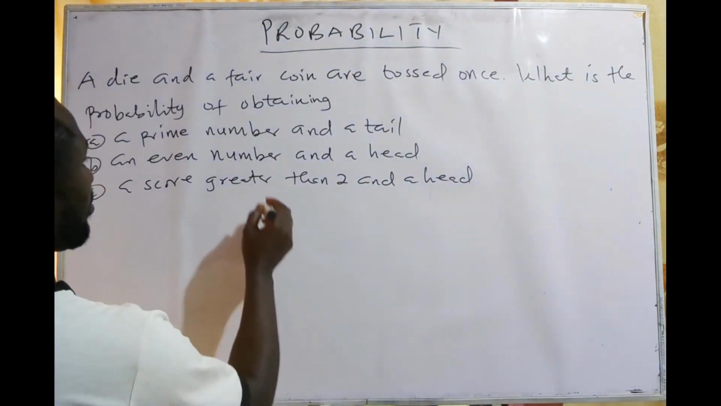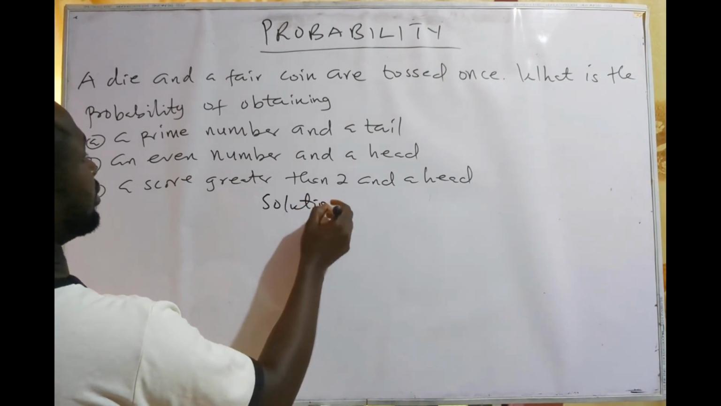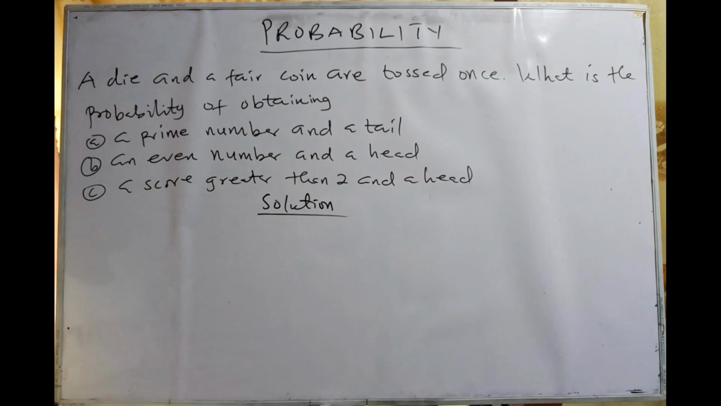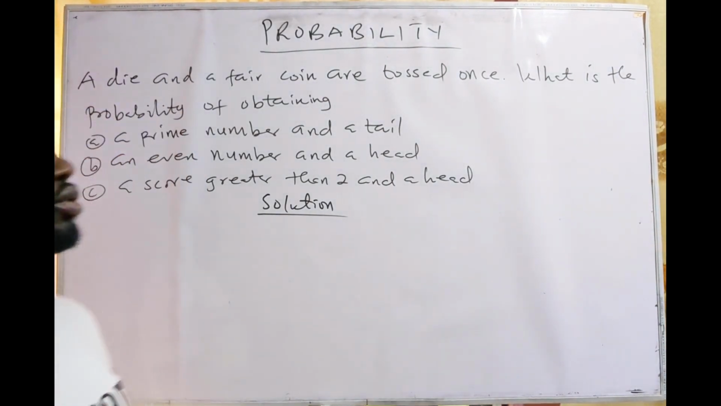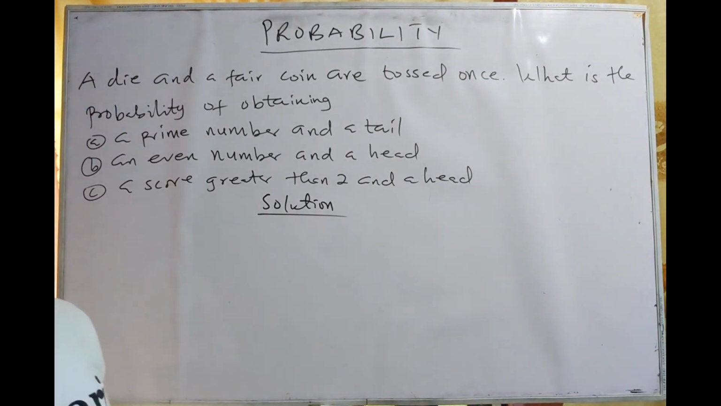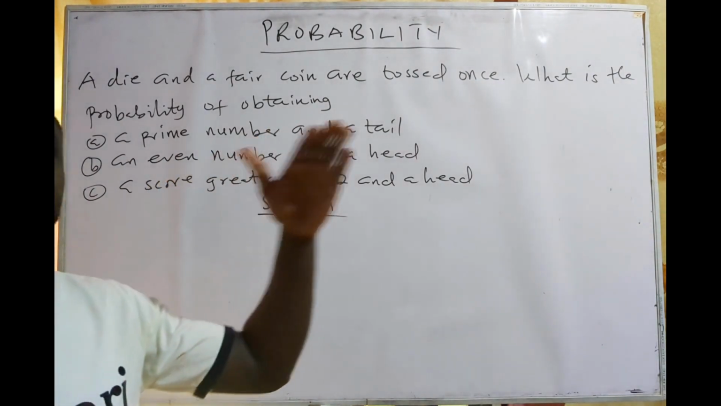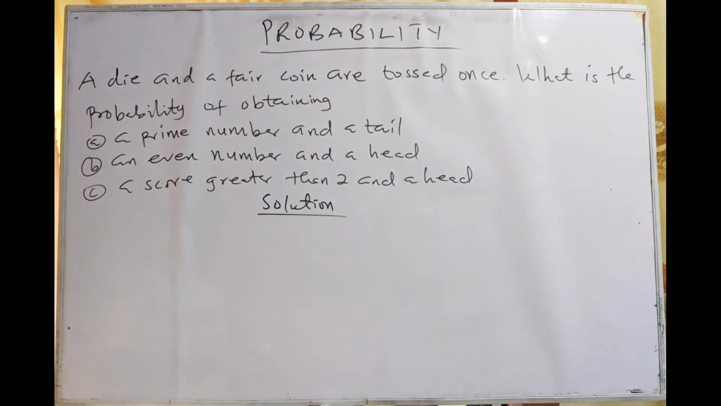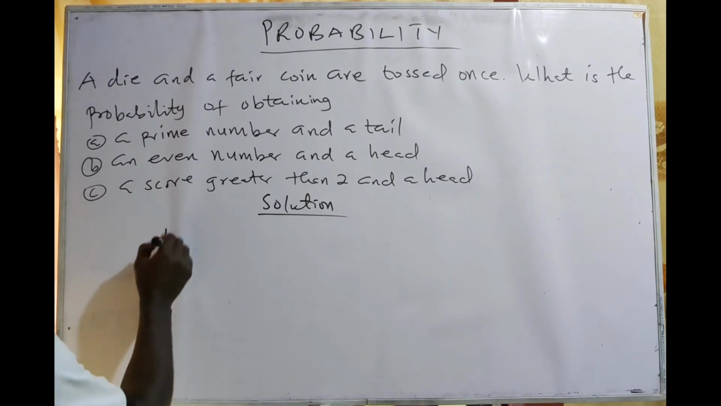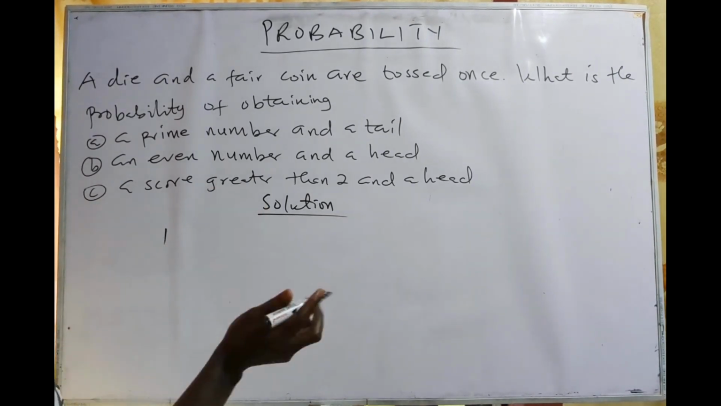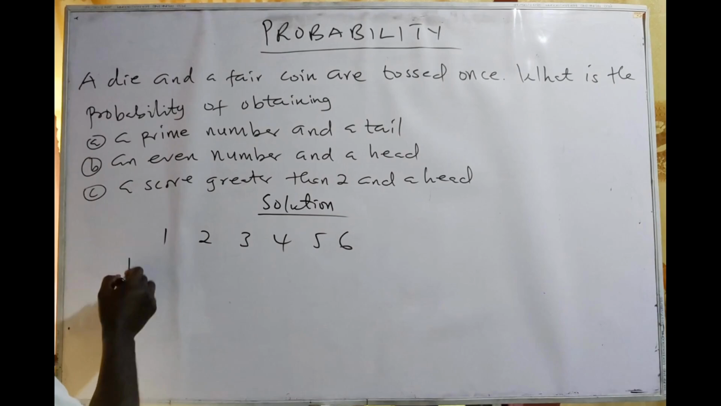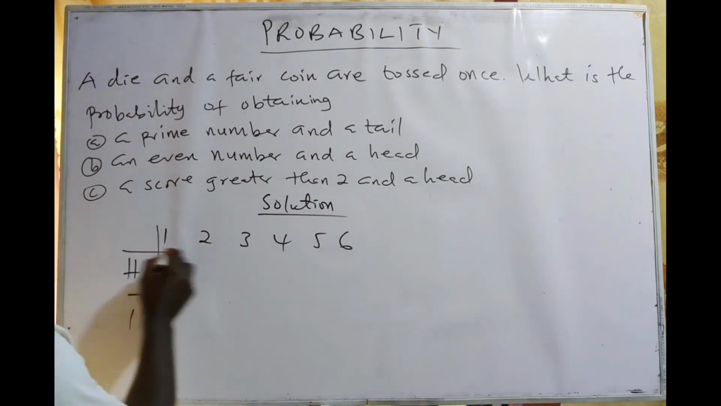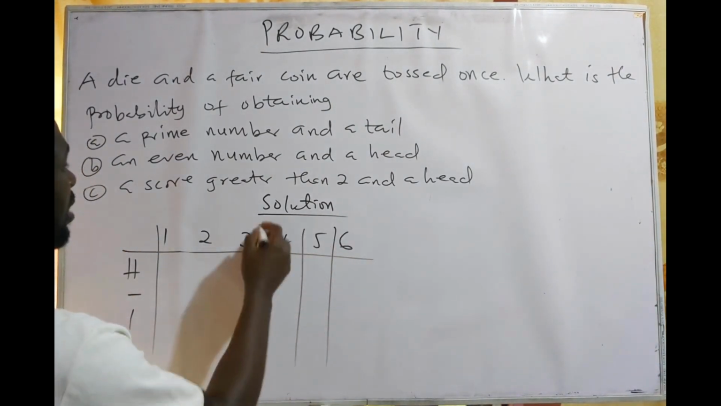Okay, so let's see how we are going to solve this question. We have a die and a queen being thrown or tossed together. For this we are going to use the table form. We will pair the die with the queen. If the die is thrown once, my possible outcomes can be 1, 2, 3, 4, 5 and 6. A queen thrown once can be head or tail. So these can be my possible outcomes.